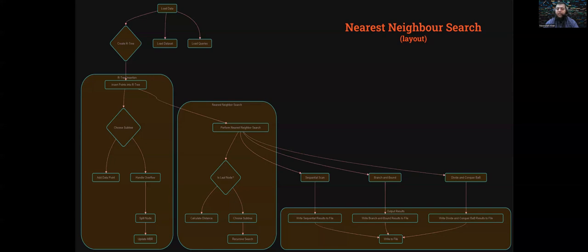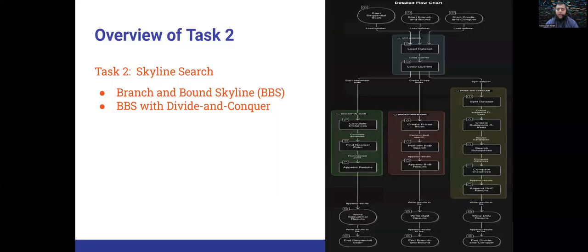After that, it's going to do the sequential scan, the branch and bound, and the divide and conquer, and the results are going to be saved in a file. Now a brief overview of Task 2, which Ali did, and it was the skyline search. So it was a branch and bound skyline search and BBS with divide and conquer.